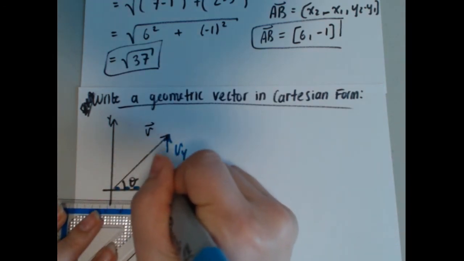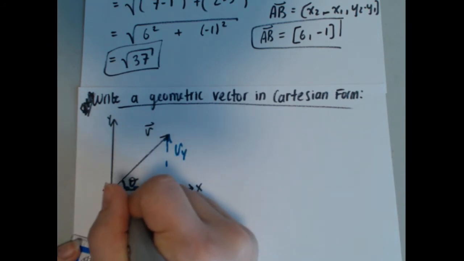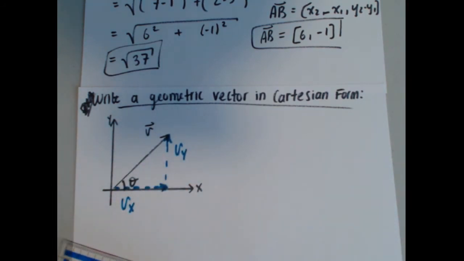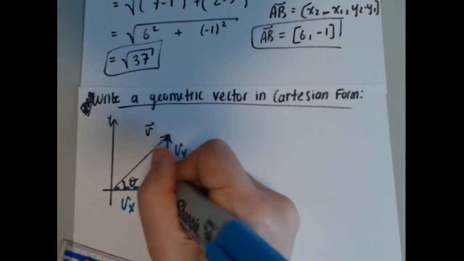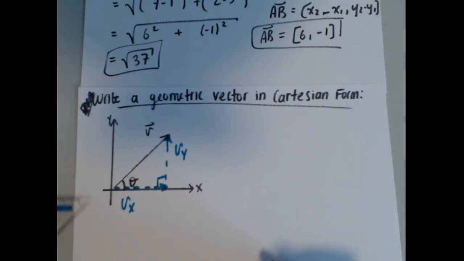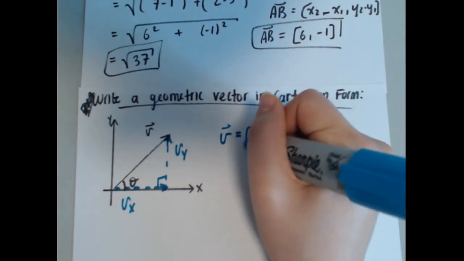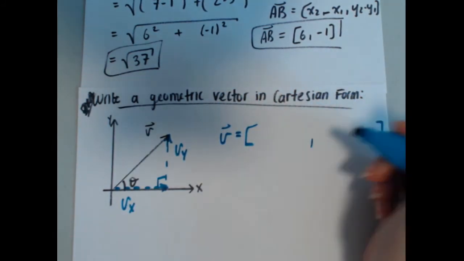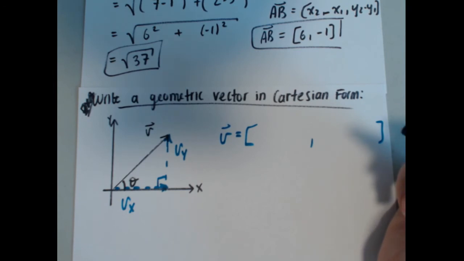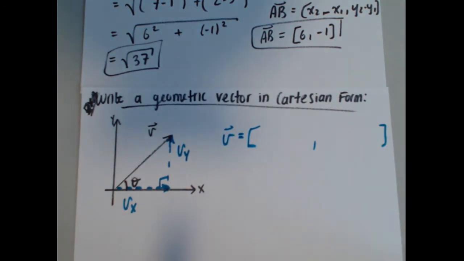Okay, so this is the horizontal component. We can call that vx. And so vx is traveling to the right, vy is traveling up, and v is going up and to the right. Okay? And of course, vx and vy are perpendicular to each other. Okay, so in order to write the vector in Cartesian form, what that means is I just have to write it in square brackets with a comma in between, and I need to write the components in terms of the sine and cosine of the angle.